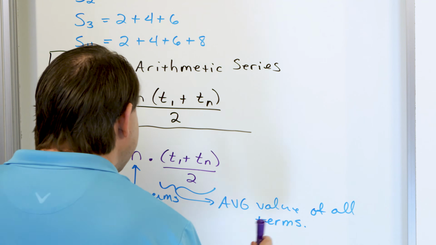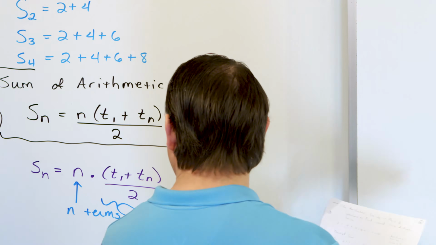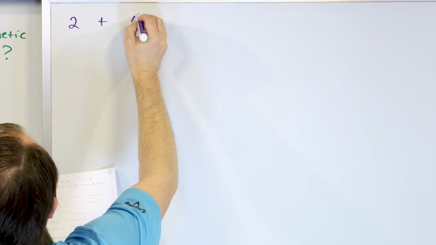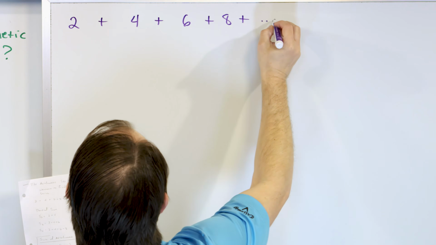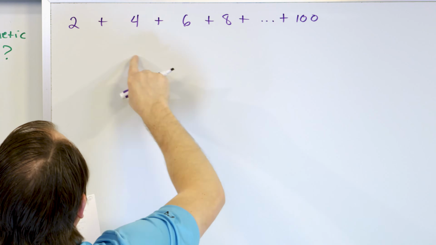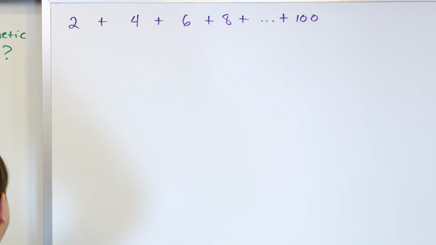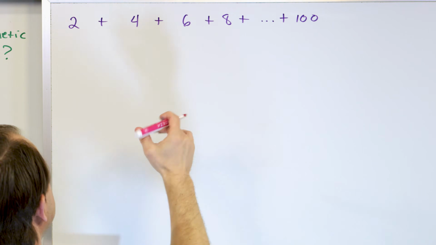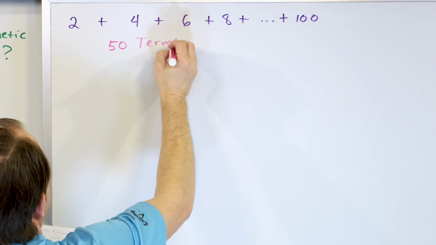I want to illustrate a little bit more why it works, and I think I want to do it on the next board over here. So let's revisit our series. Let's say we have 2 plus 4 plus 6 plus 8 plus ... plus 100. I want to add these up. It's not 100 terms because I'm skip counting, right? So it's actually 50 terms. So what I'm going to write down is the fact that this arithmetic series is 50 terms.